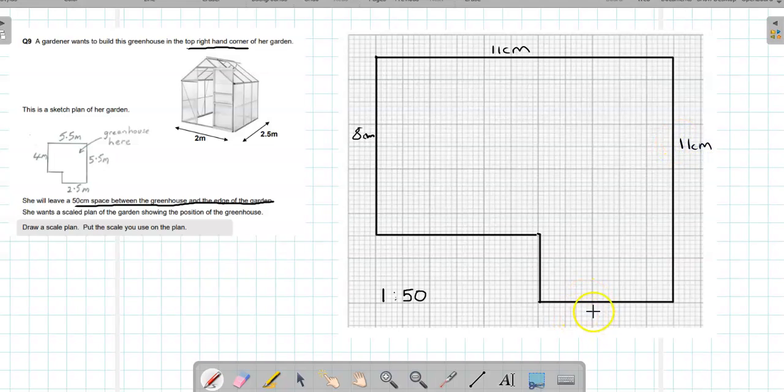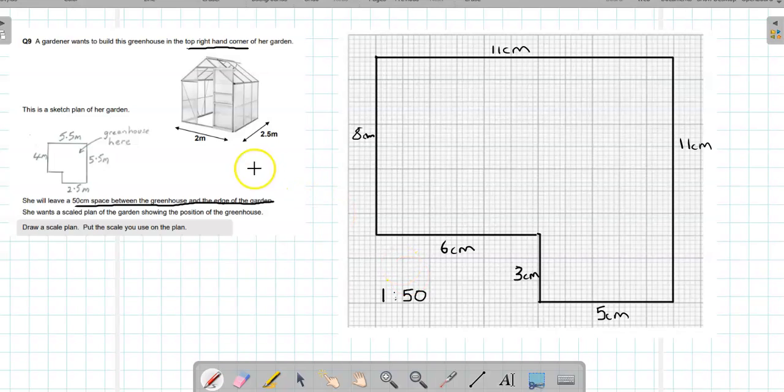This one here, 2.5. If you're not sure, you can always use it to help you. 1, 2, 3, 4, 5 centimetres, as we know 5 times 50 is 250, so 2.5 metres. This one here, 3 squares, 3 centimetres. And this one here, 1, 2, 3, 4, 5, 6 centimetres. So we've got that sorted. Now what we've got to do is put the greenhouse on here.